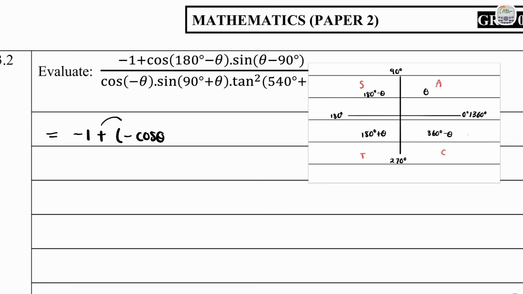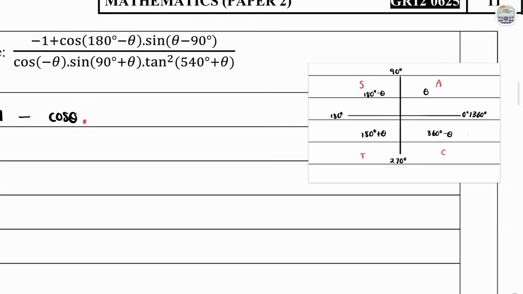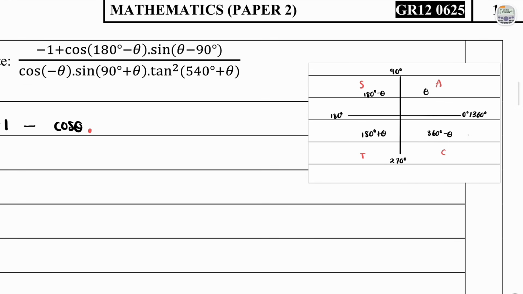But then these are still going to multiply at the end of the day. So this now just becomes a minus cos theta. And then it's still being multiplied to this next value. And we have sine of theta minus 90 degrees. So with this, it is still a cofunction. Just the way you simplify it is important.